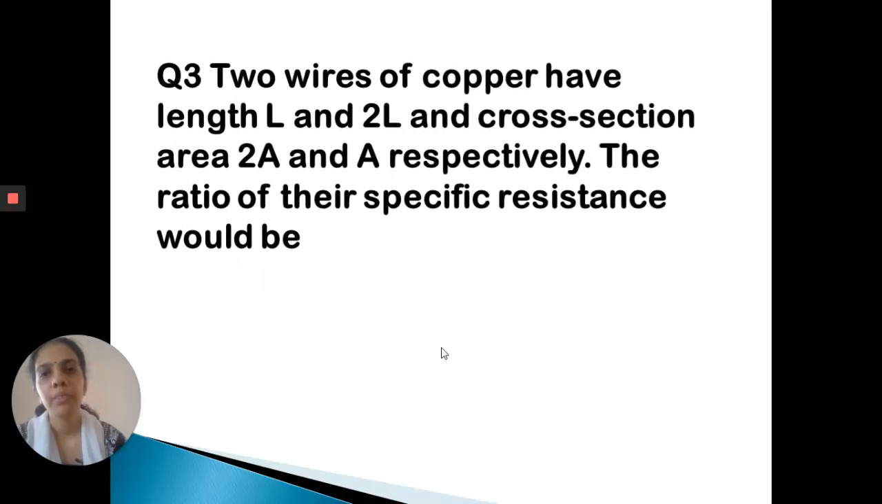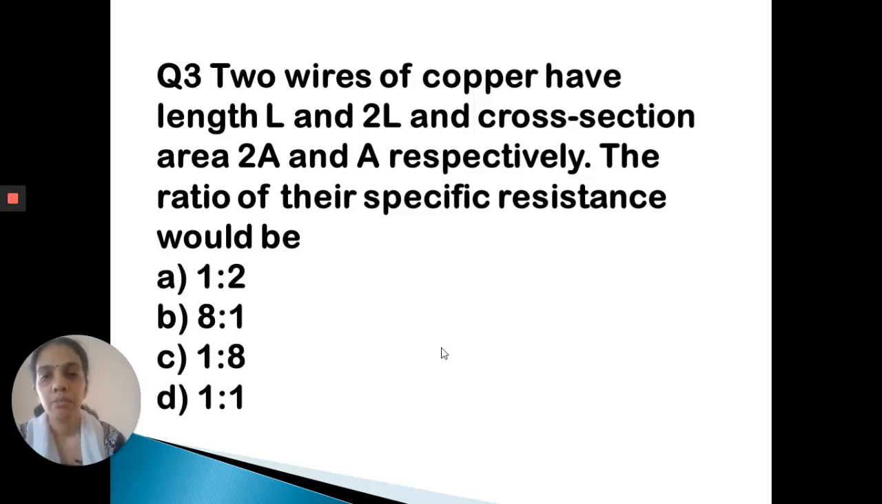Okay, so the next one is the third one. Two wires of copper have length L and 2L, and cross-section areas 2A and A respectively. The ratio of their specific resistance would be: first option 1:2, second option 8:1, third option 1:8, and fourth option 1:1.